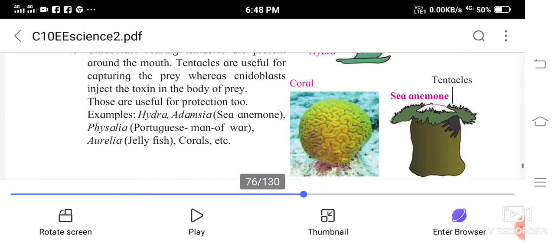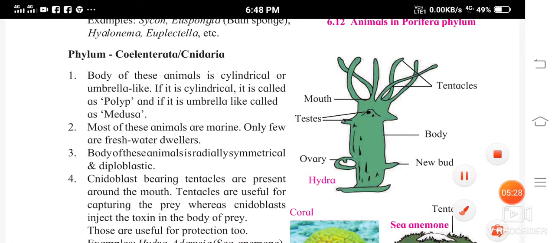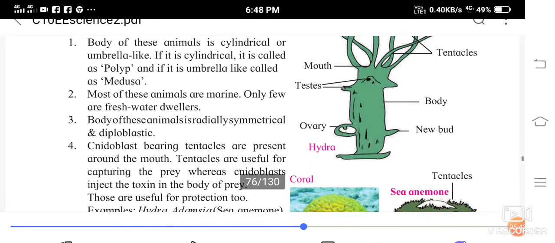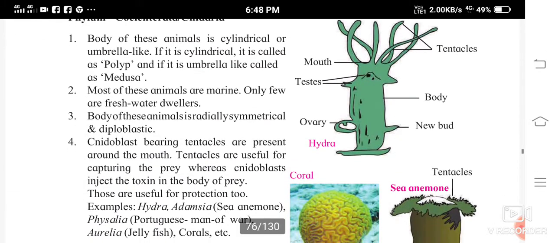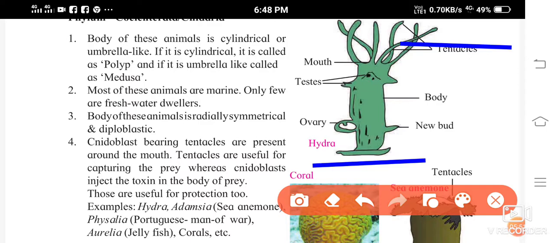Now let us see a small video clip regarding this Coelenterata. If it is an animated film, you will be able to understand it better, isn't it? Before showing you the video clip, let us see the figure of Hydra. You can see this Hydra. These are the tentacles. This diagram is important, that is why I am telling you.